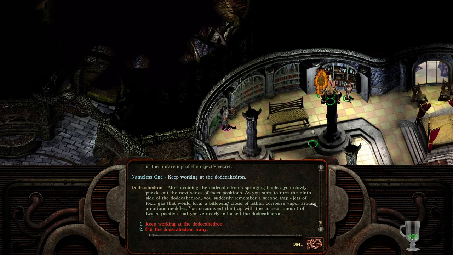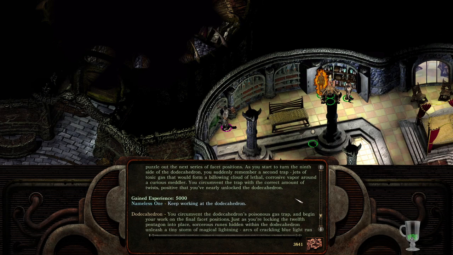After avoiding the dodecahedron's springing blades, you slowly puzzle out the next series of faucet positions. As you start to turn the 9th side of the dodecahedron, you suddenly remember a second trap, jets of toxic gas that would form a billowing cloud of lethal corrosive vapor around a curious meddler. You circumvent the trap with the correct amount of twist, positive that you've nearly unlocked the dodecahedron.